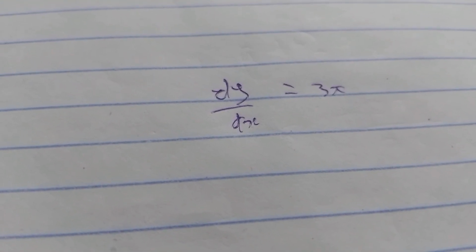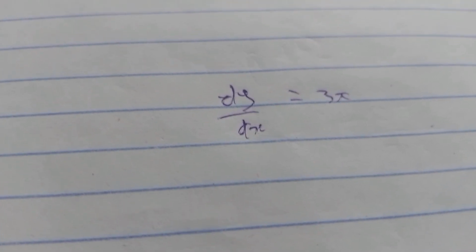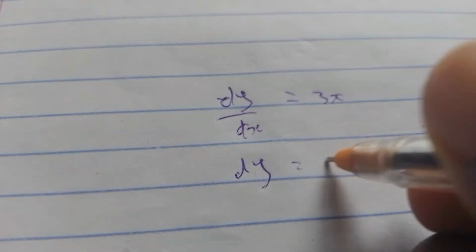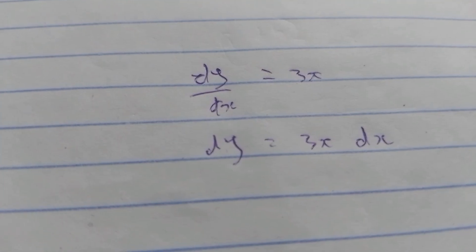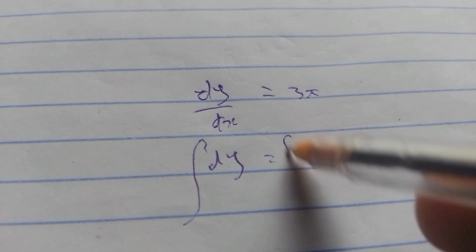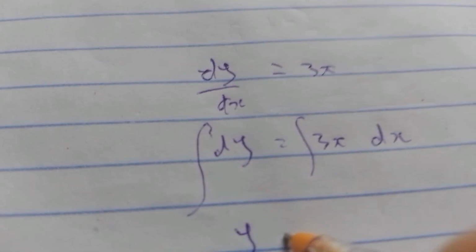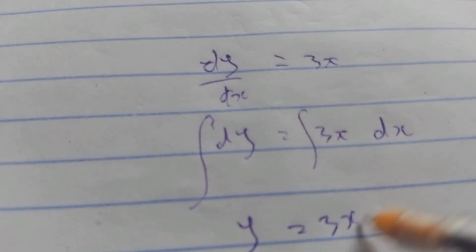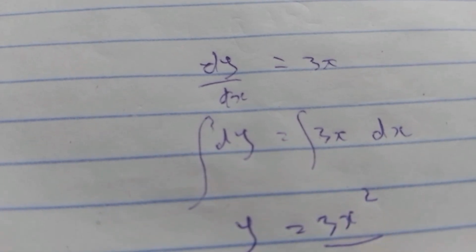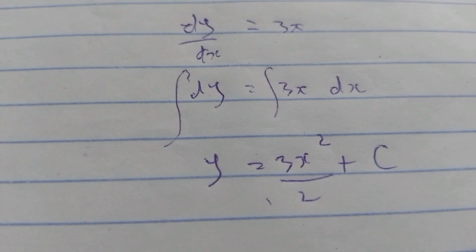We have to integrate, right? So we're going to multiply both sides with dx. So we're going to have dy is equal to 3x dx. So when we have dy is equal to 3x dx, we're going to integrate both sides. If we integrate dy, we're going to get y. If we integrate 3x dx using the power rule, we're going to get 3x squared over 2 plus some constant c. So this is our y.